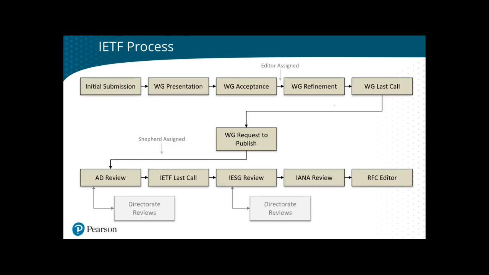So the process looks something like this. You do an initial submission, try to get the working group, you present it to the working group. That's fairly easy. Then it takes a lot of socialization and work to get to working group acceptance. Then you'll normally have an editor assigned, and the working group will refine the document, which means changing things and doing things to the document to harden it.